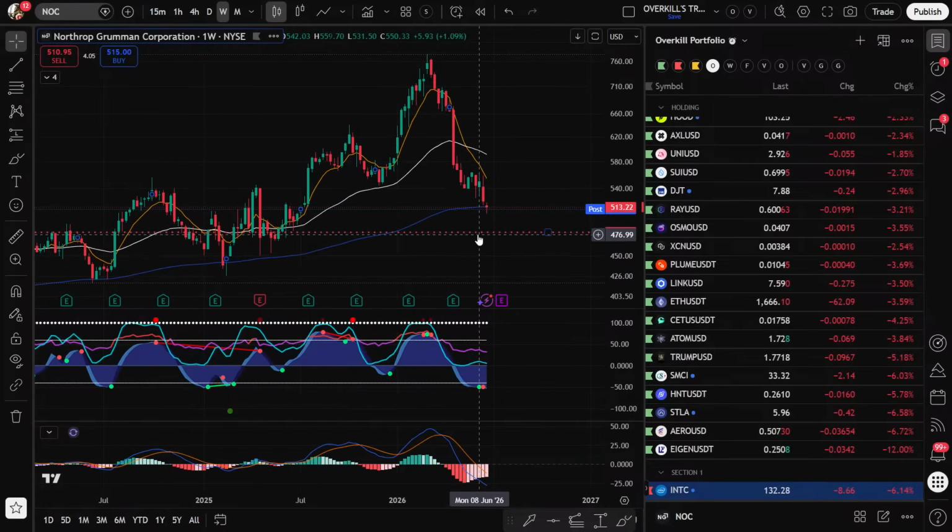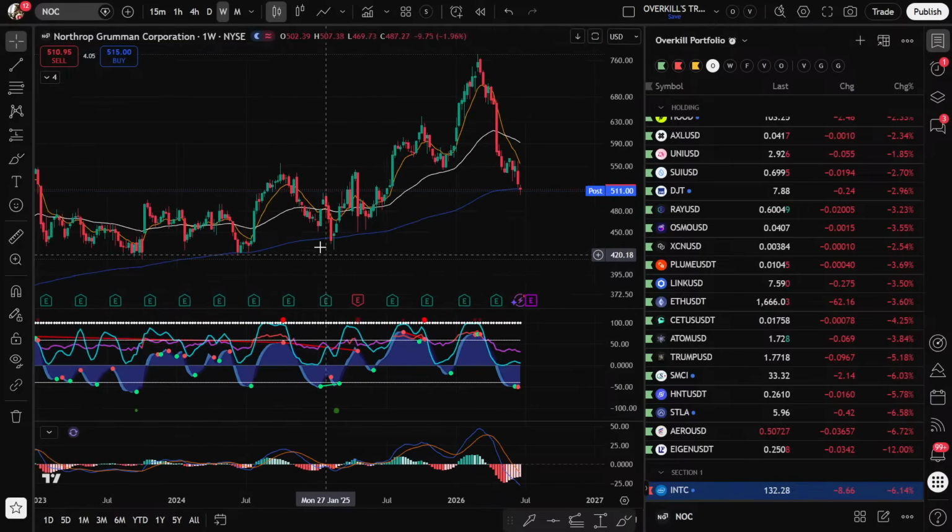NOC, this is Northrop Grumman Corporation. So I like this one a lot. This is a good call out. So this one's sitting right here again on the 4-year average. Again, where do we want to buy stocks?